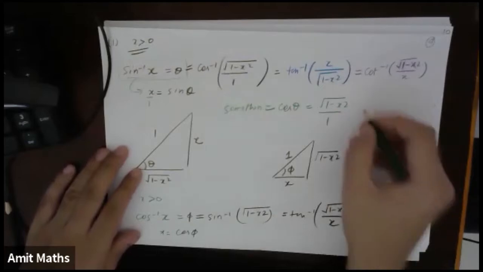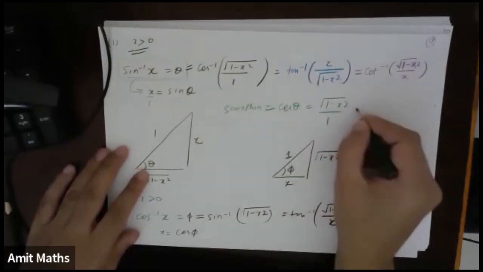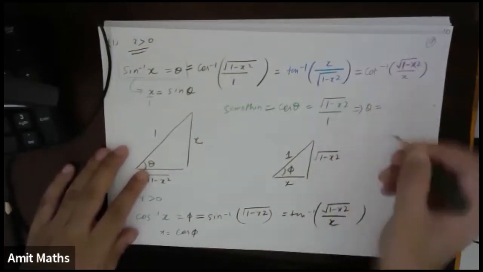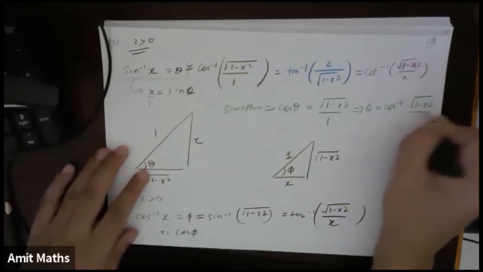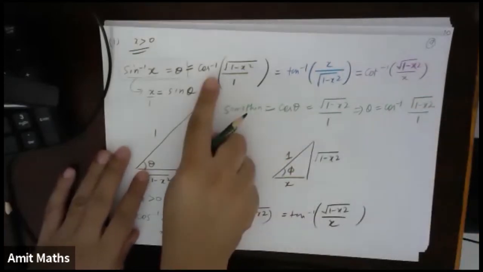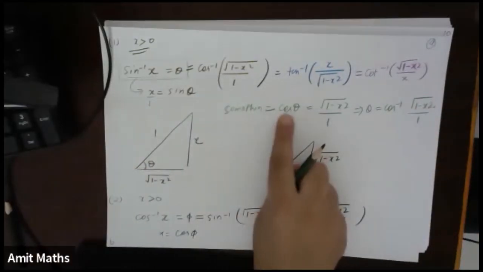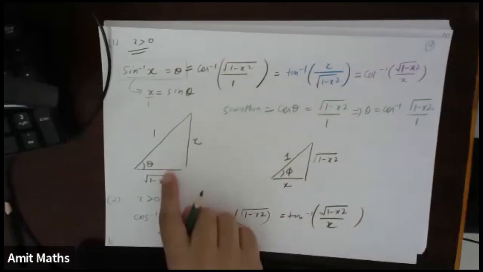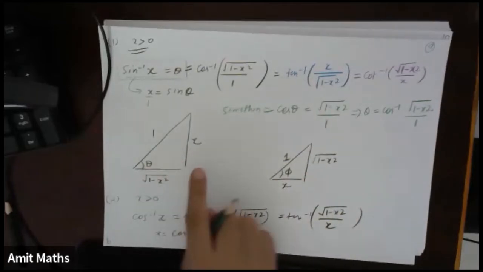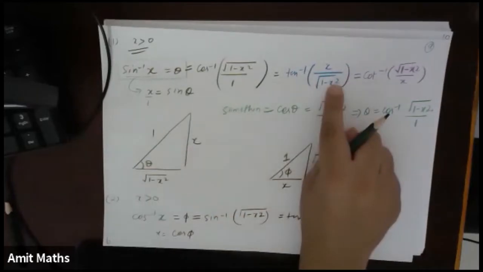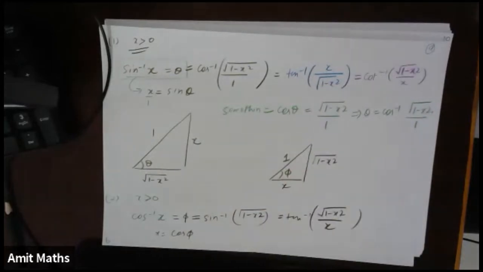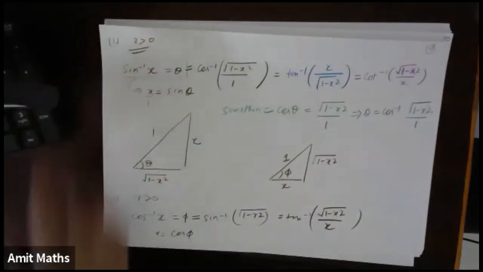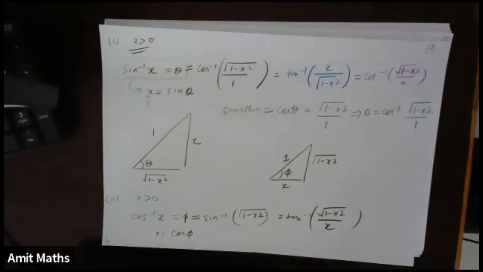So theta I can also get: theta is equals to cos inverse of root of 1 minus x square upon 1. Same thing I can write for tan. Tan of theta is equals to height upon base. So theta will be tan inverse of height upon base. That's it. I hope this is okay. This page, everybody understood? Yes.